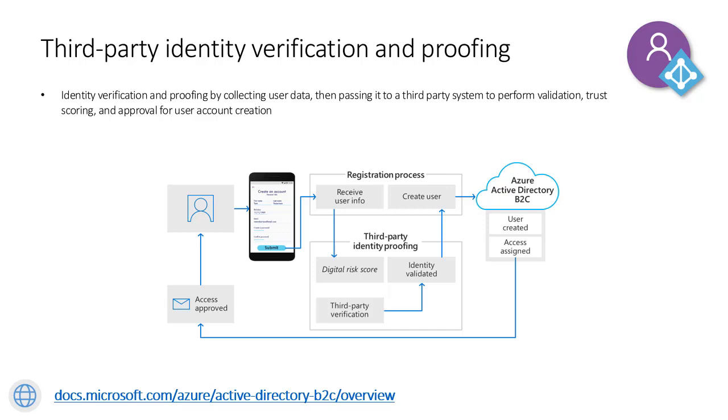Another example can be a scenario where the user signs in, and you can call an external API to get additional attributes related to the user and insert those attributes in the JWT token at the end. So this is a really powerful feature because you can integrate B2C with external systems.